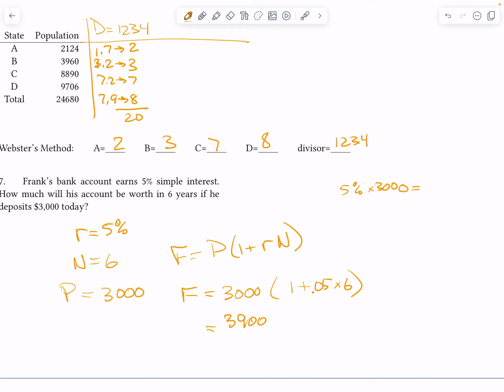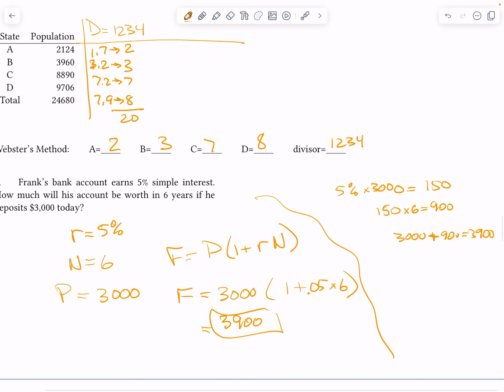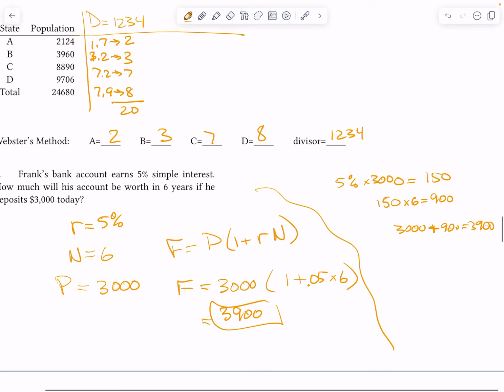But another way of doing this is to do 5% times 3,000. And you get 0.05 times 3,000 is 150. That's how much interest you get per year. And 150 times 6 years is 900. And so 3,000 plus 900 is 3,900. So either way you cut it, you get the same answer. Either this or this, two different ways of doing the same thing.